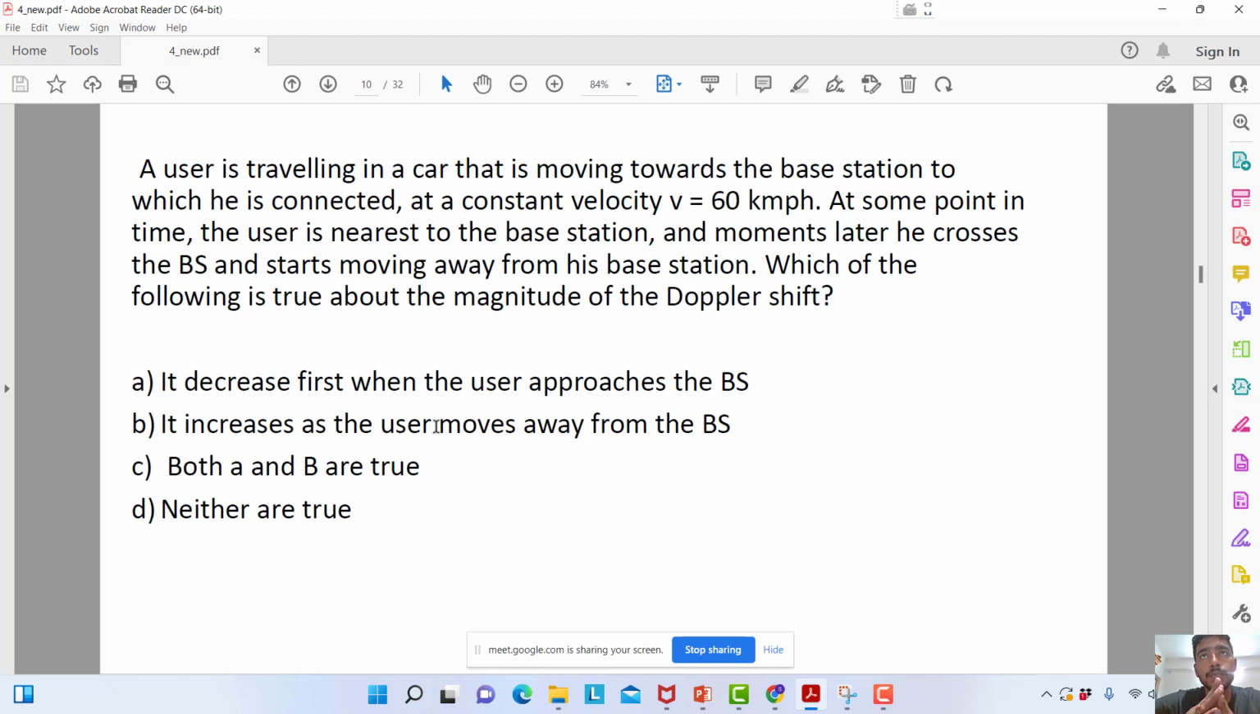Firstly, the user is going nearer to the base station. After some moment, he crosses the base station and moves away from it. Just read it. Guys, please take your time and try to answer. If anybody got the answer, you can speak.